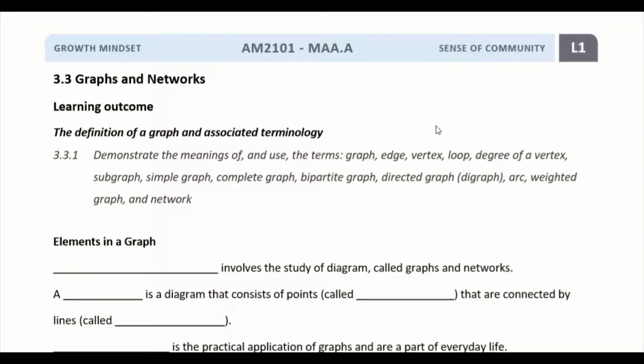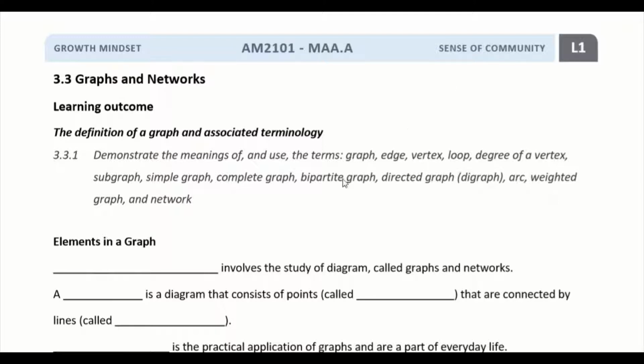Okay, so let's look at the learning outcome of today. We are going to learn the definition of a graph and the associated terminology. You can see that there are all the different terms that you will be introduced to in today's lesson. But don't worry about that. It's quite a lot here, but after you understand the meaning of each term, you will be able to use it.